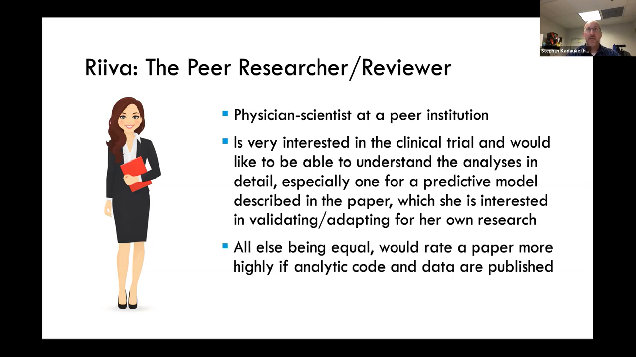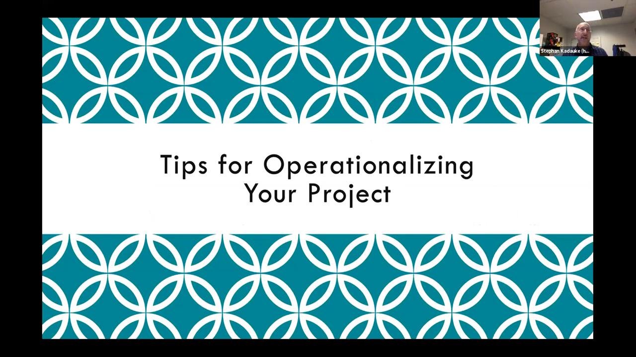And also, looking at being a peer reviewer, all else being equal, she would rate the same exact paper more highly if it was very clear that the analytic code and data are published alongside the paper than if that stuff is hidden away. So these are our personas. They're of course made up and mixed, and they may not at all correlate to the specific teams that you work in. But I think there are some useful thoughts in here. I definitely found it useful to think through this.